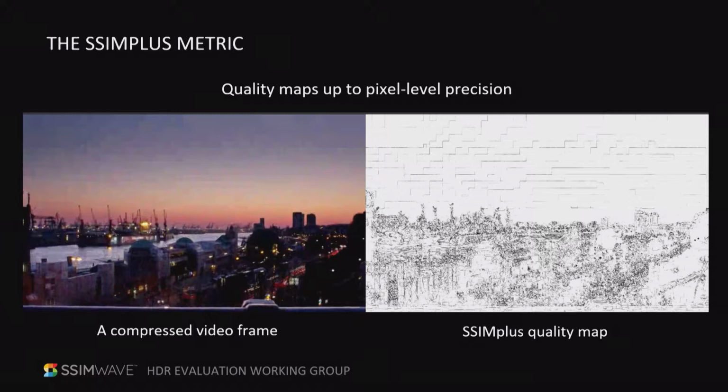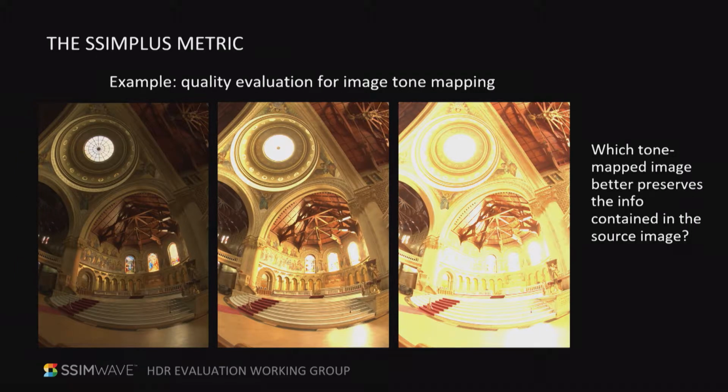On the right-hand side is what we call the quality map. It tells you, at each pixel, the quality level of that particular location in terms of visual perception. SSIMPLUS is actually the only method in the market that can do this kind of job up to pixel level. For every single frame, every pixel, you know the exact quality. And this gives you some more examples that are relevant to HDR content.